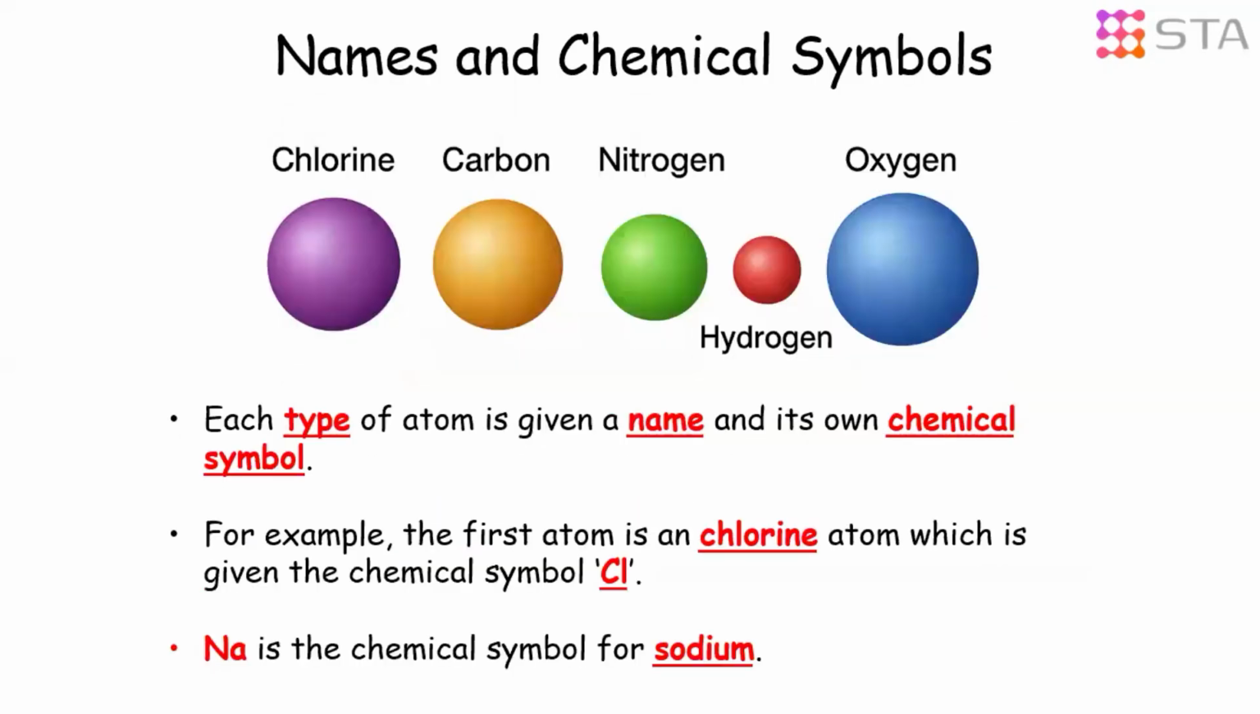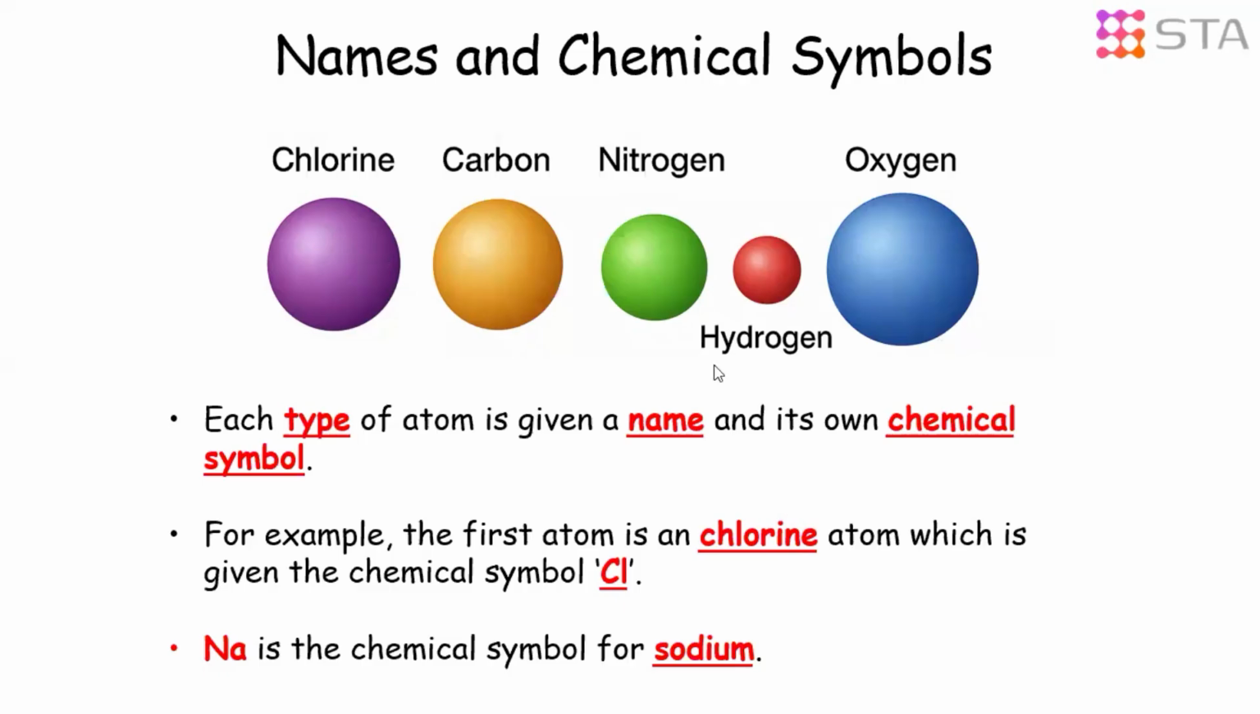Now, we know there are 100 different types of atom. Each type of atom will have its own chemical name and its own chemical symbol. Here are some examples of these different types of atom. So you've got chlorine, carbon, nitrogen, hydrogen, and oxygen. So those are the chemical names.